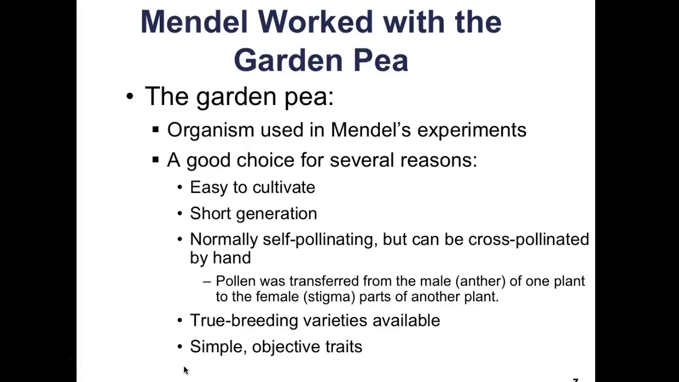Mendel worked with the garden pea because it was a very good choice for genetics. One, it was easy to cultivate. It had a short generation time, so you could produce a lot of offspring in a rather short period of time. Normally it could be self-pollinating, but you can control cross-pollination by hand. Pollen was transferred from the male anther of one plant to the female stigma of another plant using a simple fine-haired paintbrush. You have true breeding varieties that are available, and you could study simple objective traits, and we'll see some of those traits a little bit later on.